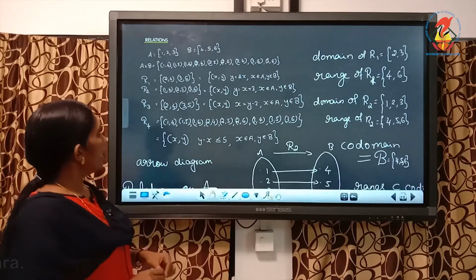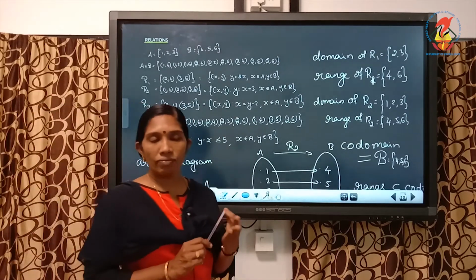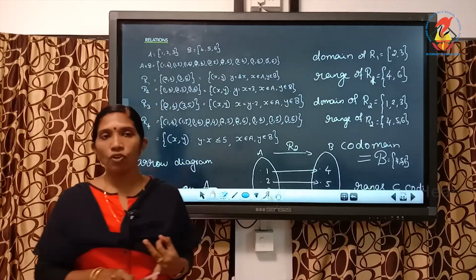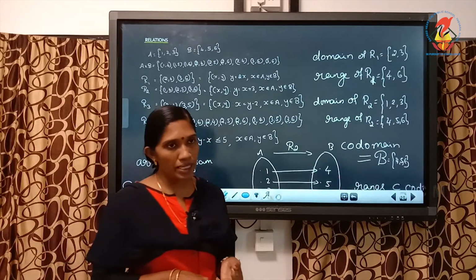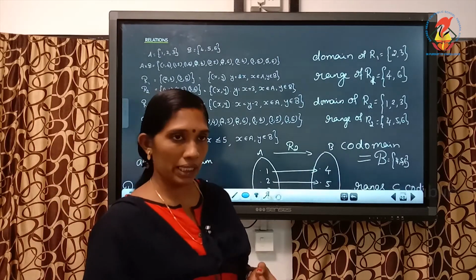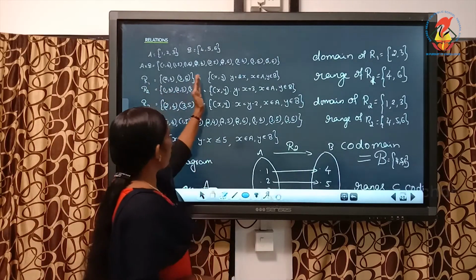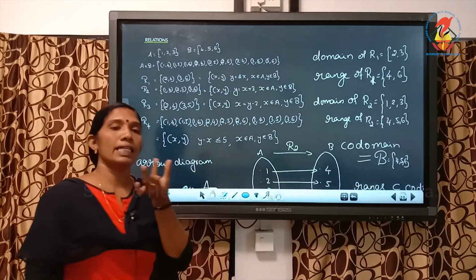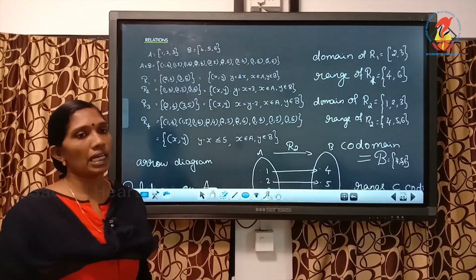Okay. Then relation we can represent in three different ways. One is roster form, second one is set builder form, and the third one is visual representation, that is arrow diagram method. In roster form we list all the elements. In set builder form, we have to write the properties. We have to write the relationship between x and y elements.